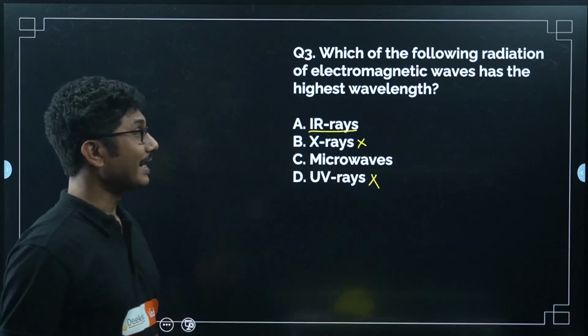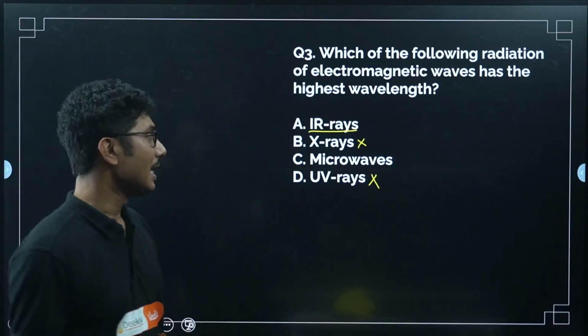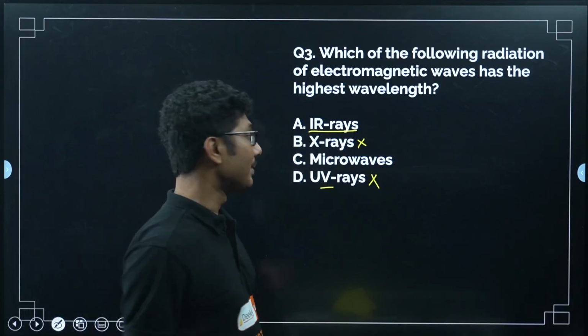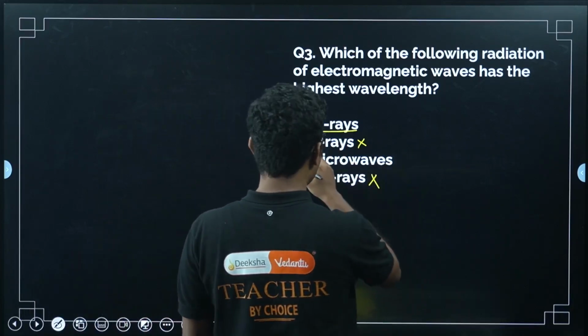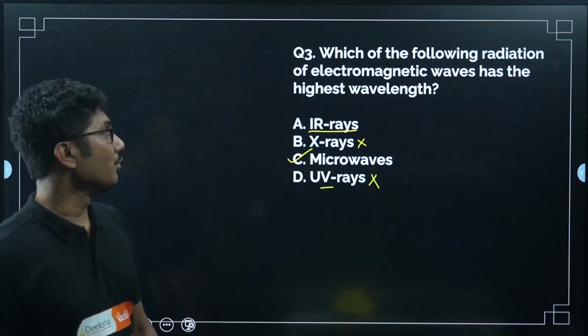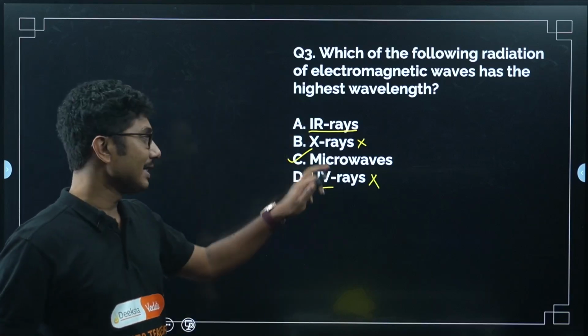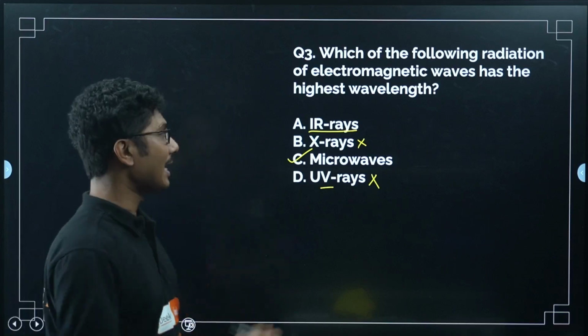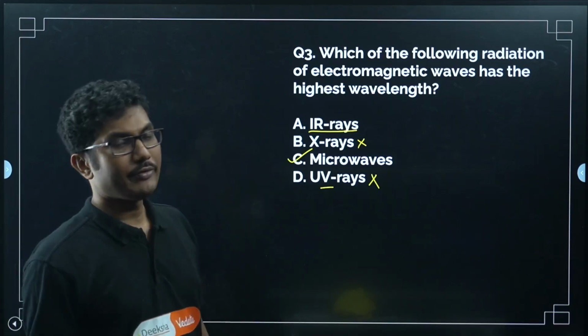If it was asked which one has the highest frequency, then definitely UV rays or X-rays rather would be the candidate. But microwave has higher wavelength compared to infrared rays, so in this case it will be microwaves. But if radio wave was there, then radio wave would have been higher than microwave, so radio wave would be the answer.